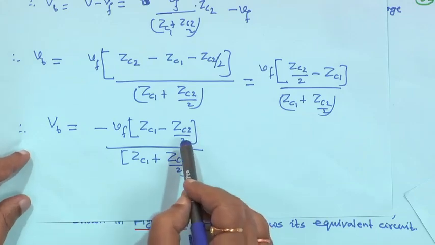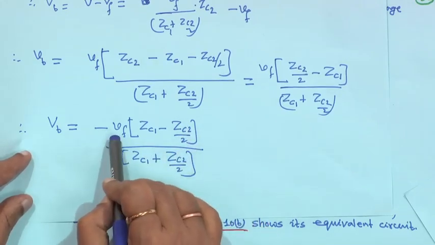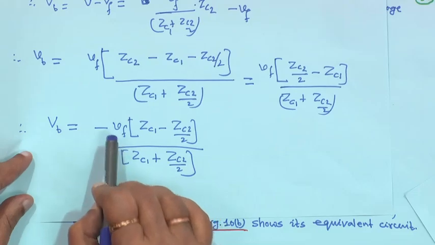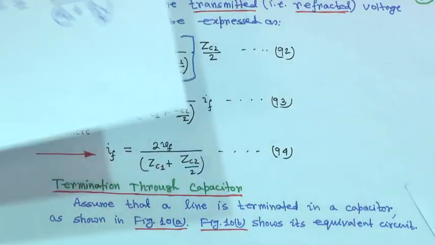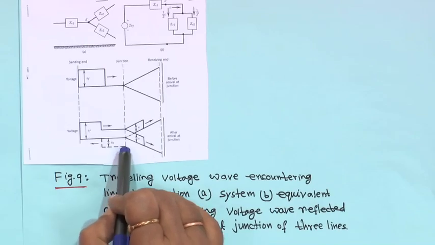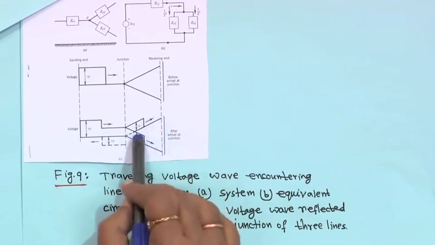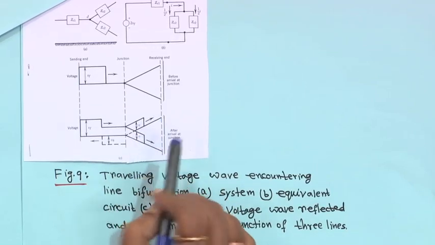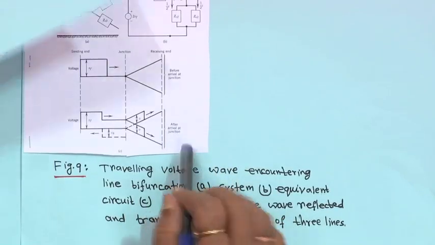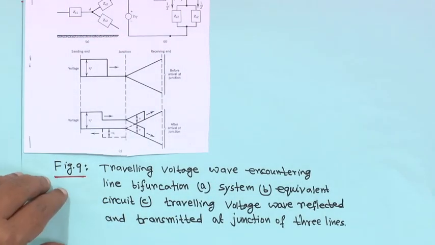Same as before, the only thing is that Zc2 is replaced by Zc2 by 2 and there is a minus sign, because it is a reflected wave, so a negative sign. That is why in this graph, figure B, you see this minus Vb because of the minus sign, and this is your V, the transmitted or refracted wave. So this is after arrival at the junction, right.